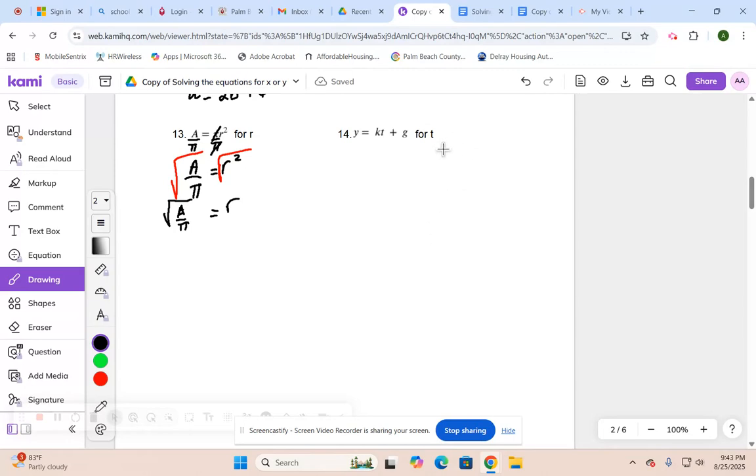All right, last one of these types of questions here. We're solving for t. So I'm going to subtract g from both sides first. So I'll have y minus g equals kt, because here the g's cancel. I'm solving for t, so these are being multiplied, so I need to divide out the k from both sides, or from every term, you could say. Okay, so I'll have t equals y over k minus g over k. There's an equal sign here. Let me fix that.